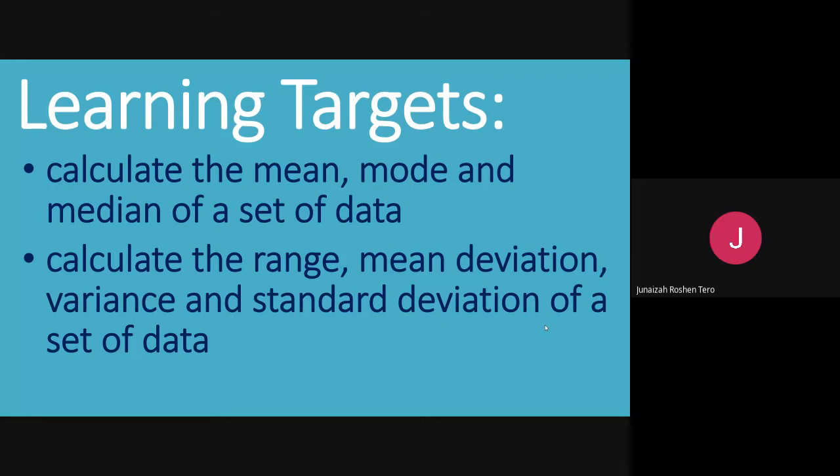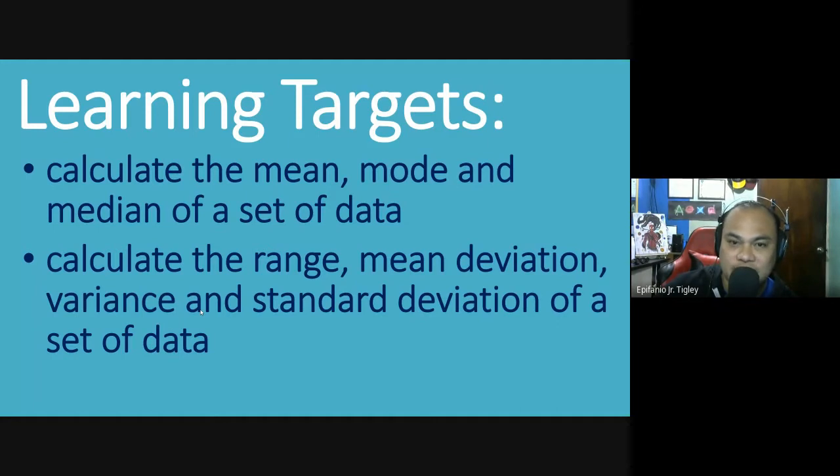Learning targets. Calculate the mean, mode, and median of a set of data. Calculate the range, mean deviation, variance, and standard deviation of a set of data. Okay, so for this afternoon, we will be focusing on the mean, the median, and the mode, and also the range, the mean deviation, the variance, and the standard deviation.